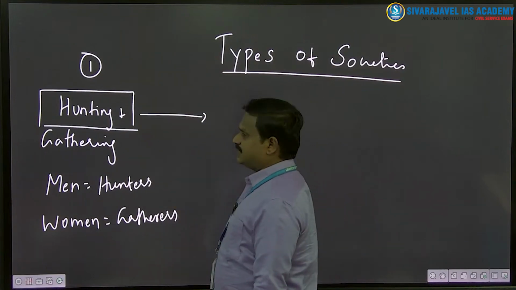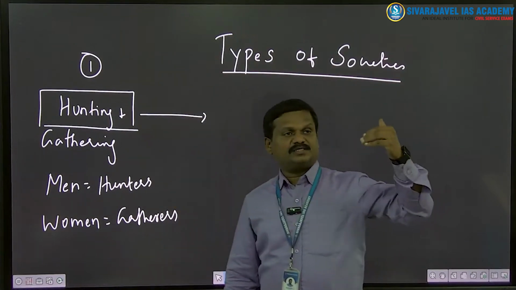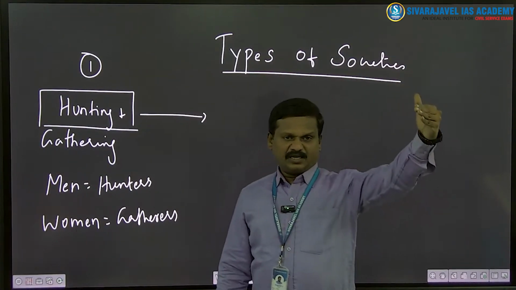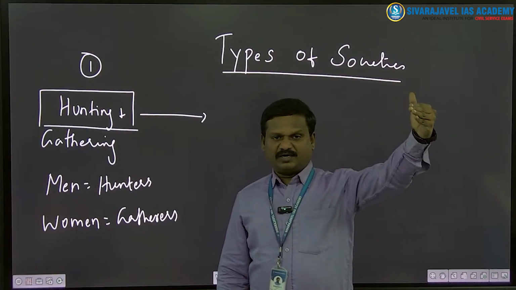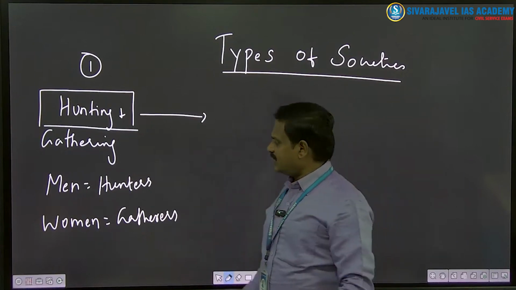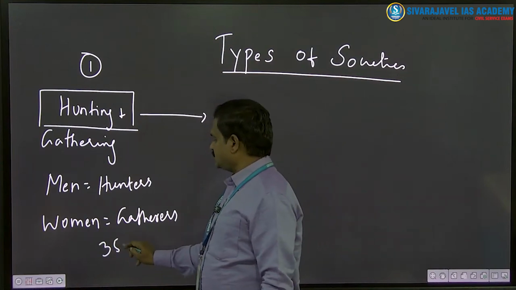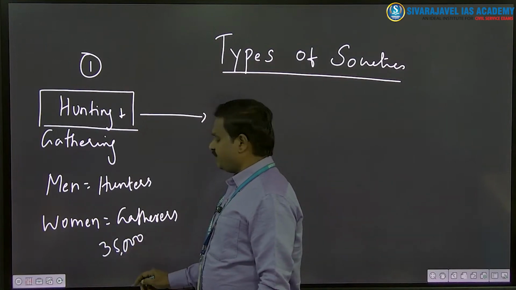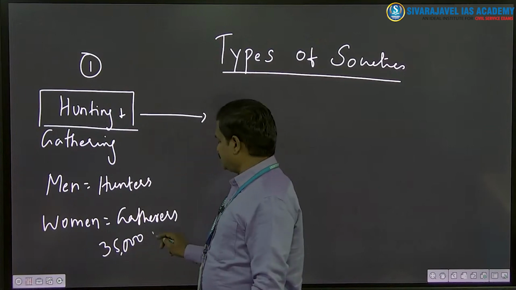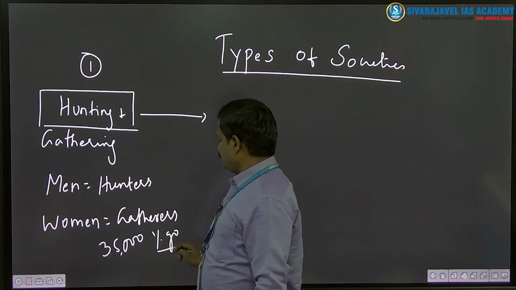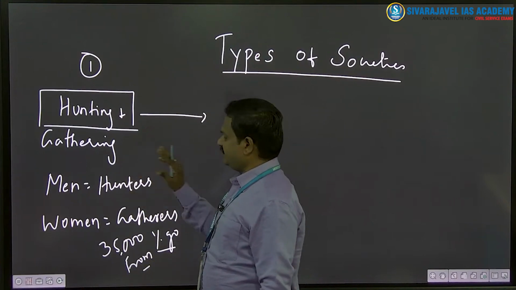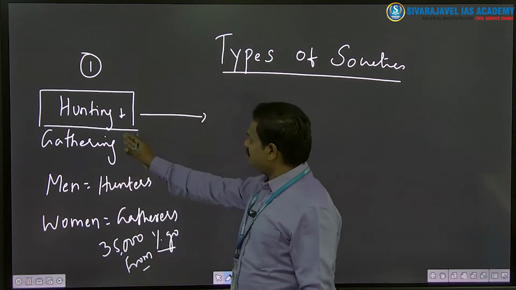Some say that it started existing from 35,000 years ago. If you trace the year of emergence of this hunting and gathering society, some say it is 35,000 years old. Before 35,000 years ago, this hunting and gathering society started. From then, this society has existed, and even in some places it is still existing.